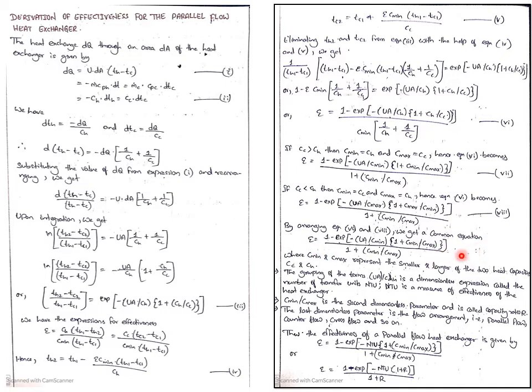Now we have to group certain terms into a dimensionless expression called the number of transfer units, that is UA by C minimum. I repeat, UA by C minimum defines NTU, the number of transfer units. It is nothing but a measure of the effectiveness of the heat exchanger, how effectively your heat exchanger will be working under this condition. It is common for both parallel flow and counter flow. Now if you replace with NTU, this is the expression you will get for a parallel flow heat exchanger. This formula is also available in the data handbook.